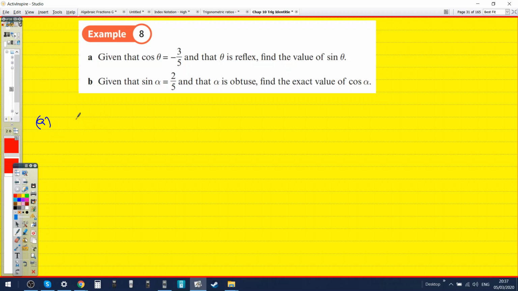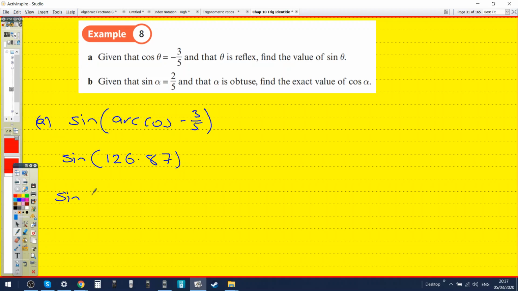So arc cos of minus 3 over 5 is 126.87. And then we sine that. See how your calculator gets with that. 4 over 5. Okay, so sometimes we get lucky. Sine theta equals 4 over 5.